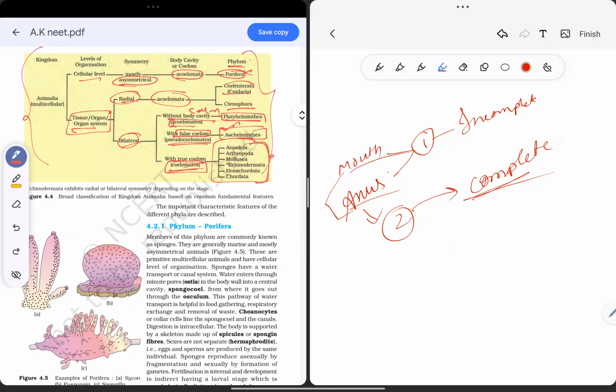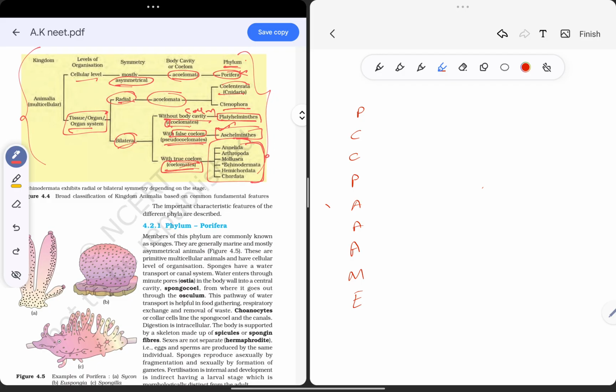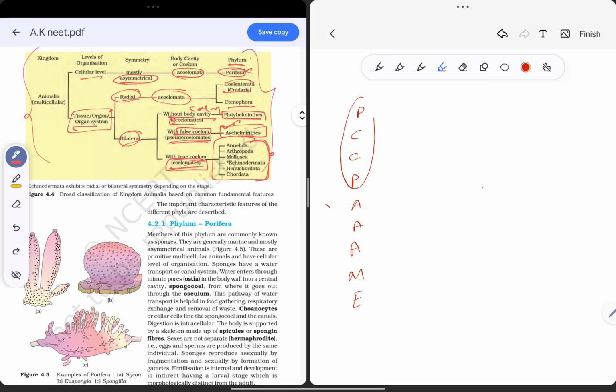If you can't remember the phyla in order, I can give you a trick to remember them. Try to remember this code. For all these phyla, I'll give you a code which you can remember. P, C, C, P, triple A, M, E, me, okay? Try to remember as PCCP, triple A, ME, HC.